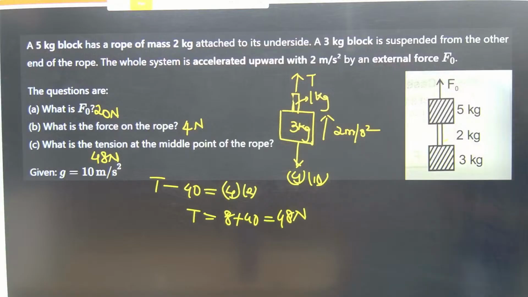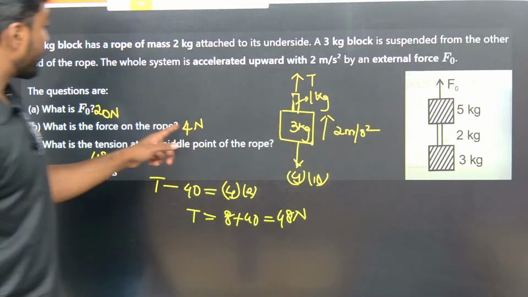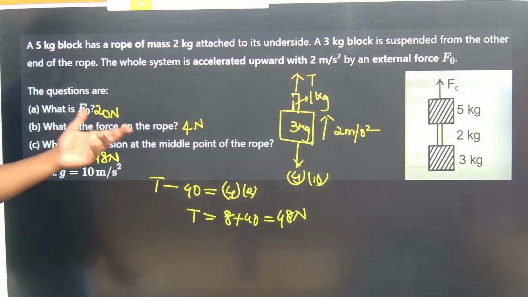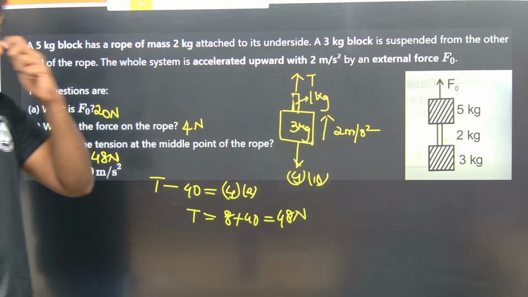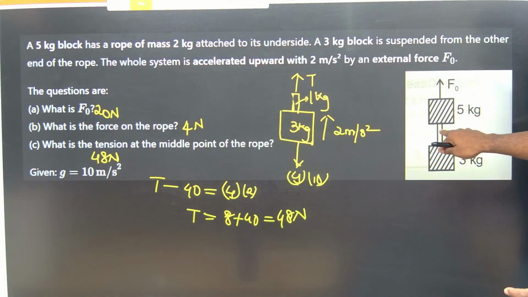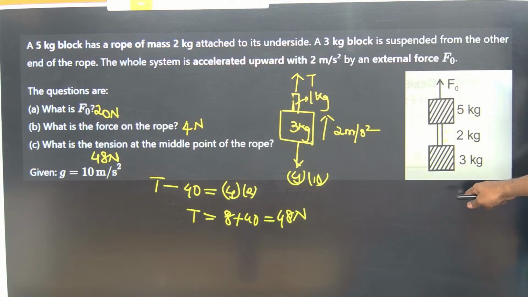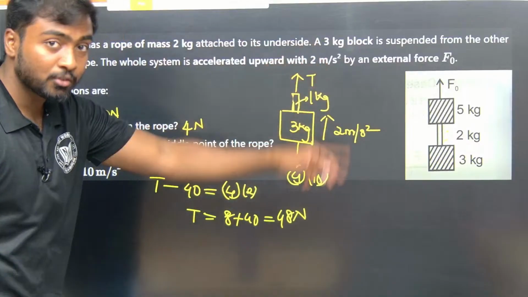I hope you got the answer. So you can find it like this also. F naught we know, F naught is 20 Newton, 20 we know. Then here 5 kg plus 1 kg, 6 kg. So the weight will be there, as well as the tension also will be there.